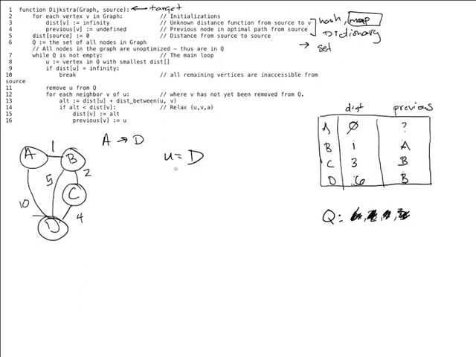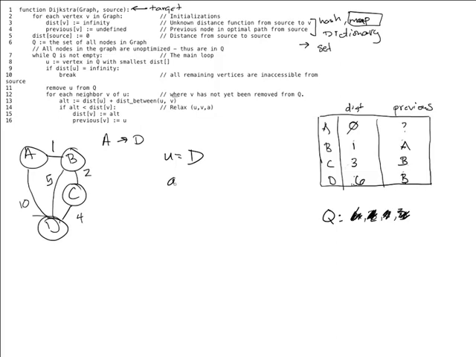Okay, so U to D. I'm sorry, I lost my train of thought. Okay, so our distance is not infinity. We removed U from Q. For each neighbor V of U, and notice this caveat right here, where V has not yet been removed from Q. So what this is saying is for every neighbor V of U that does exist in Q, then go ahead and do our search.